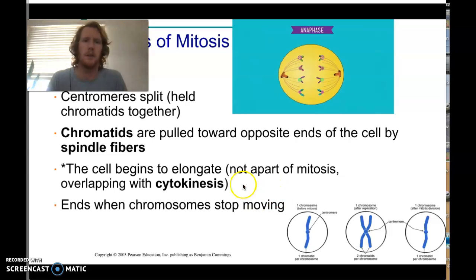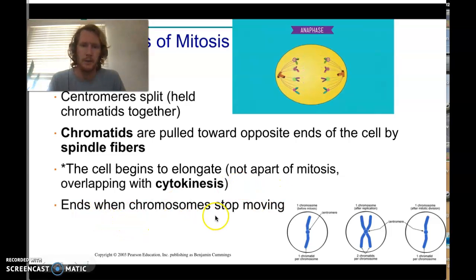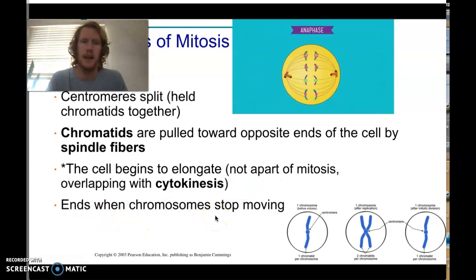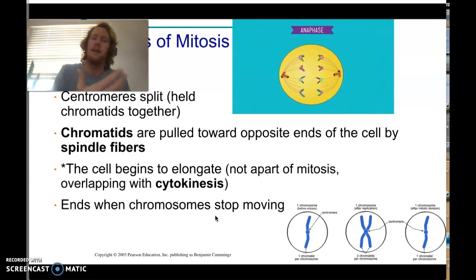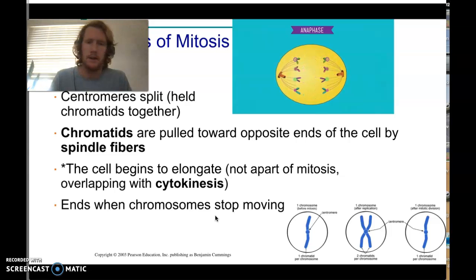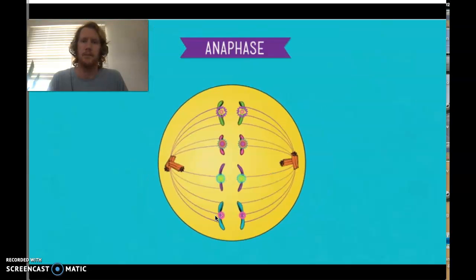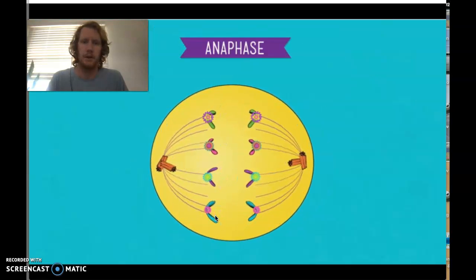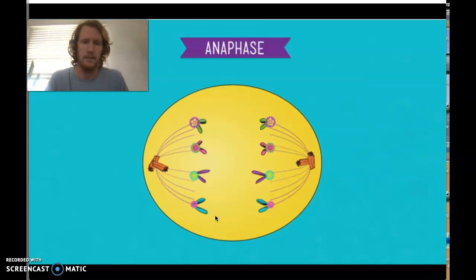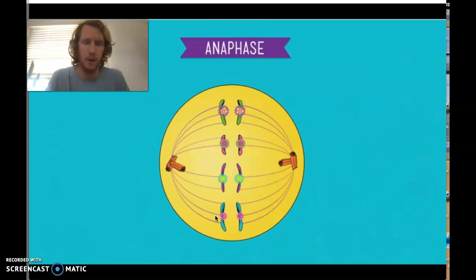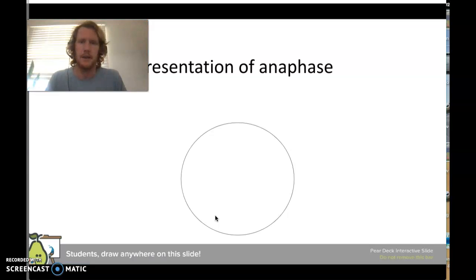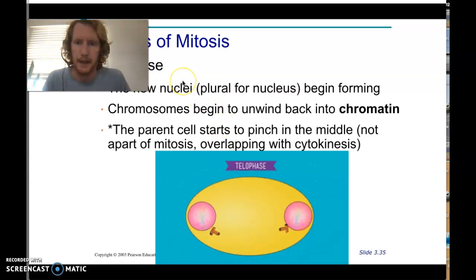Mitosis is specifically about the nucleus. This ends when the chromosomes stop moving when they're on either side. So you can pause it here if you need to work on that assignment part, do the anaphase portion. See them splitting apart, and they will pause eventually. Once they pause, anaphase is over, and we will move on to the final stage, which is telophase.